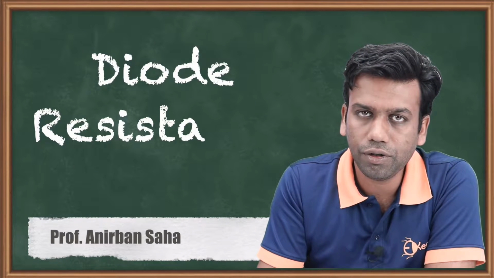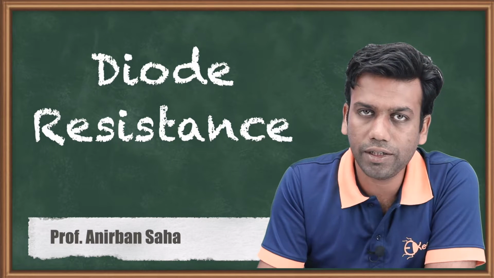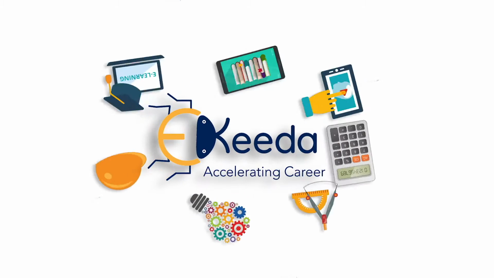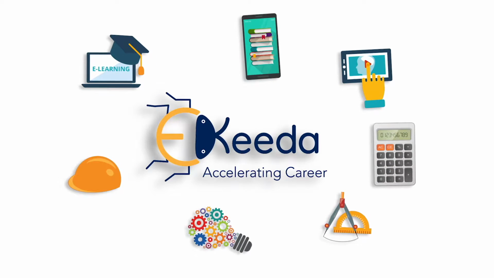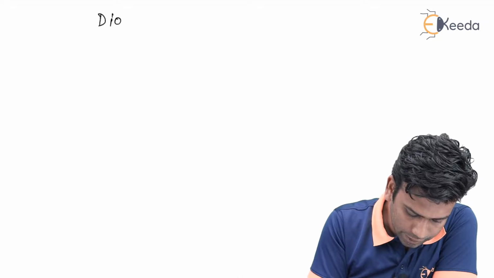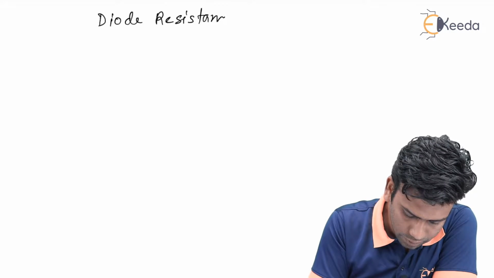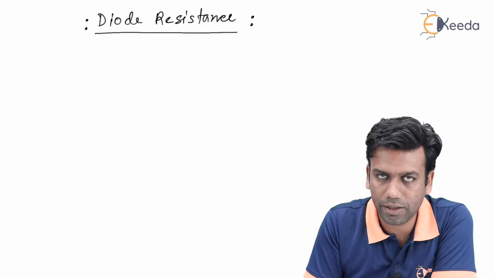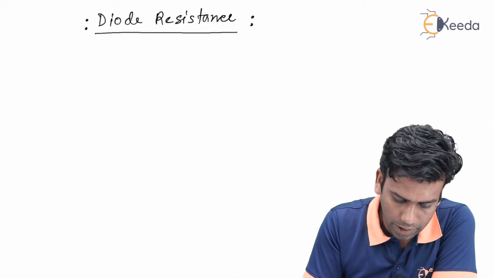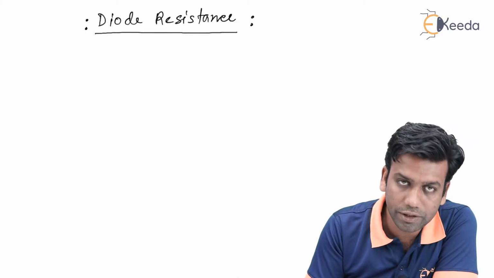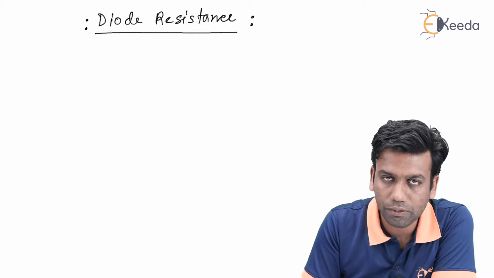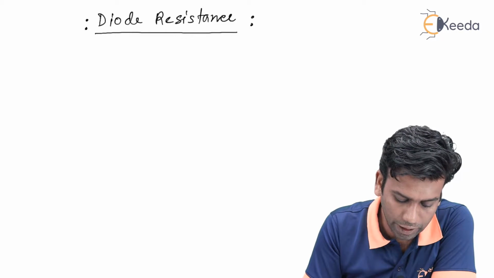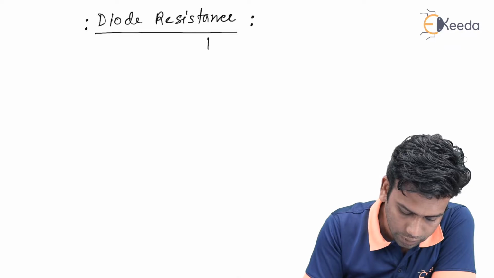Hello friends, in this video we are going to discuss the diode resistance of a PN junction diode. Diode resistance can be defined from the IV characteristics or VI characteristics of the diode. As we know, a diode is a nonlinear material, that's why it will have different resistance. So let us first classify the diode resistance. Diode resistance is of two types.